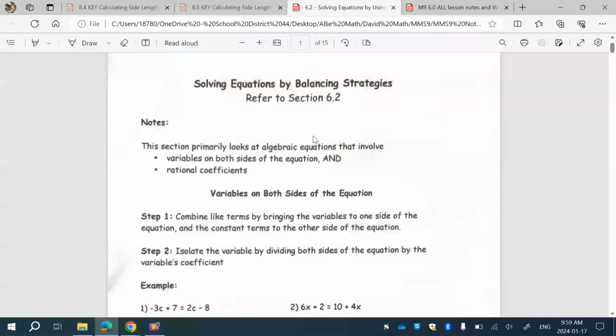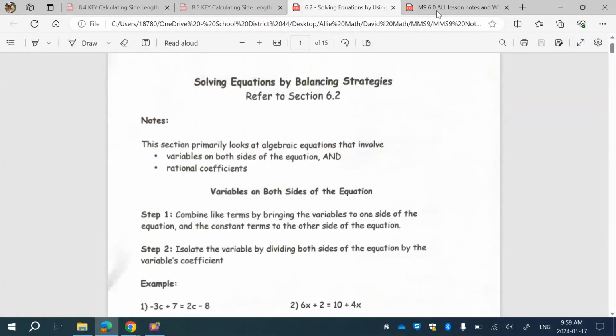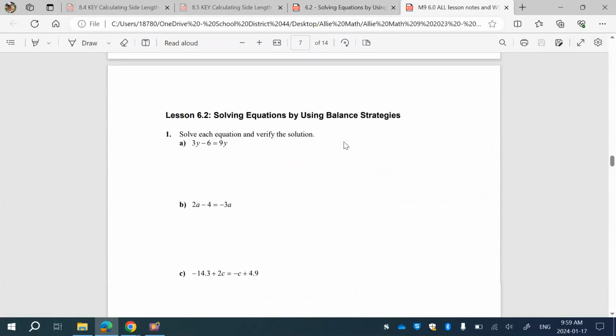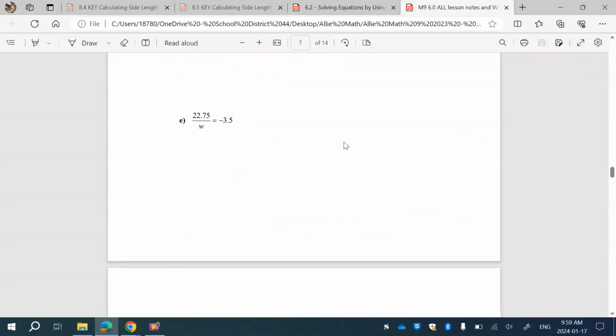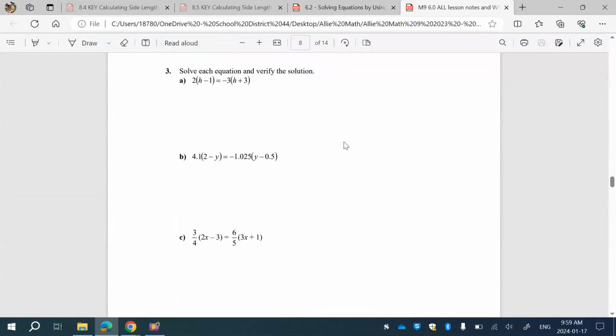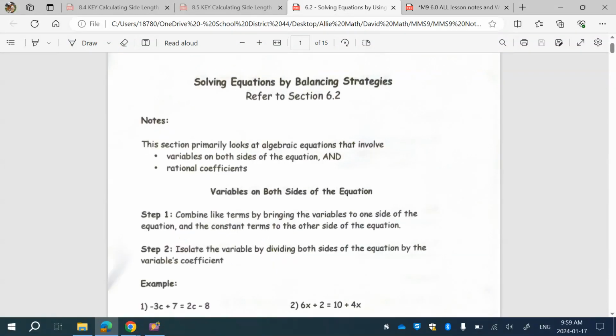Anyways, we are doing solving equations by balancing strategies. So this refers to section 6.2. I'm going to do this video, and then I'll have you do some of this sheet in class because there's a few things that I should probably go over a little bit more in depth. So I'll have some kind of in-person lesson. But these are the notes that I'm going to give you on the video at least.